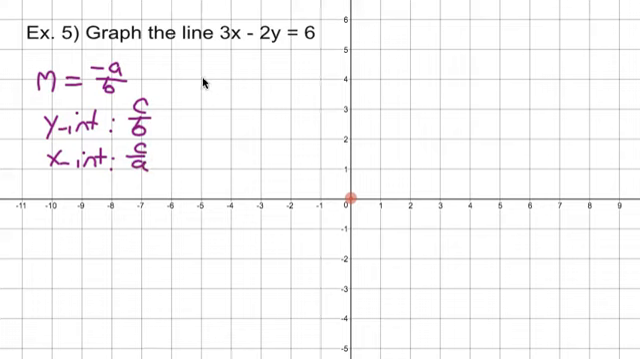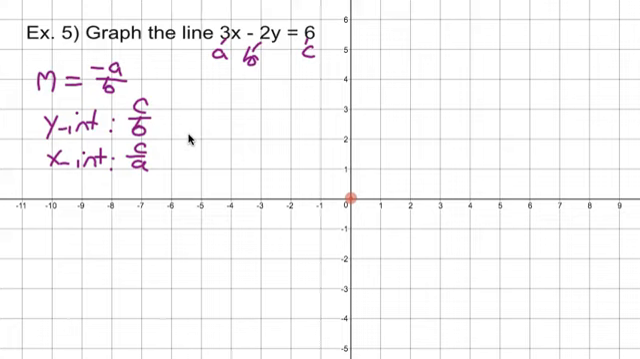Now, in order to do all of this, I have to know what a, b, and c are. A is the coefficient of x, so 3. B is the coefficient of y, -2, and c is the number all by itself on one side of the equation. So now I'm fully equipped to find everything I need. The question is, what do I need?